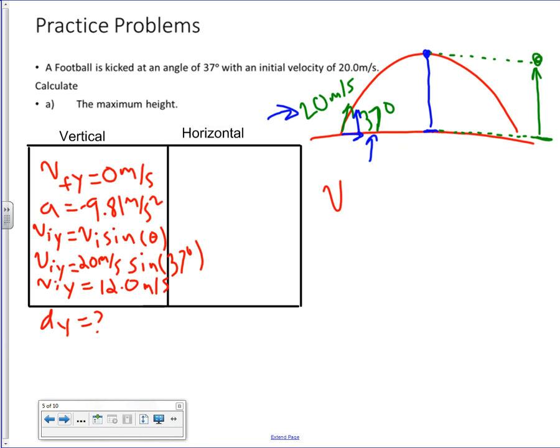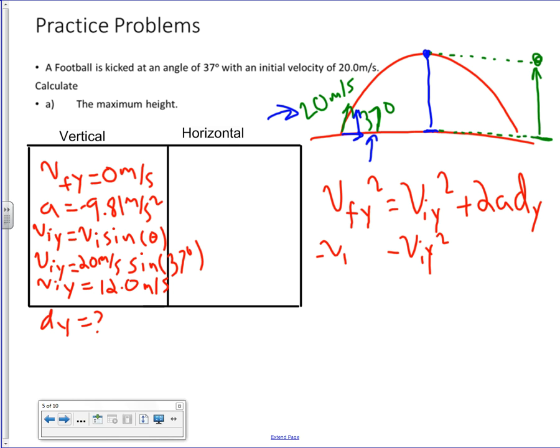I know it: VFY squared equals VIY squared plus 2AD. So to get the dy by itself, we're first going to subtract the VIY squared. So we get VFY squared minus VIY squared.